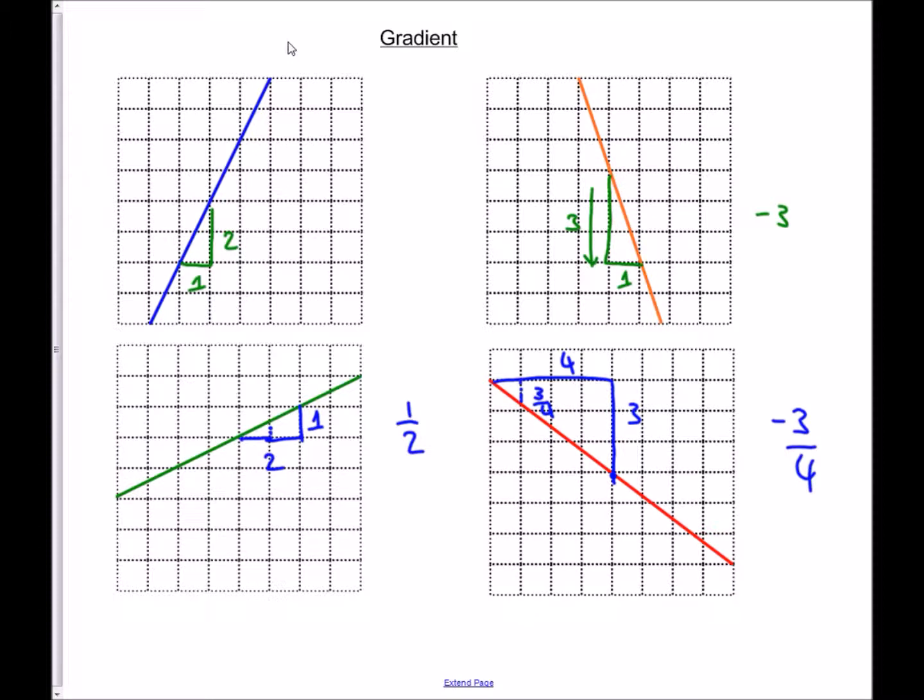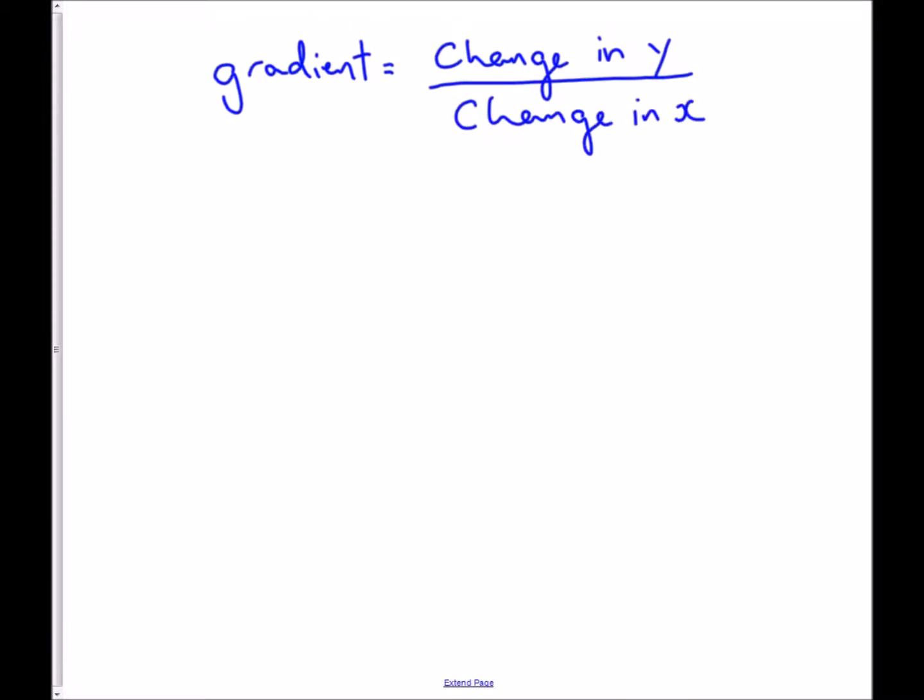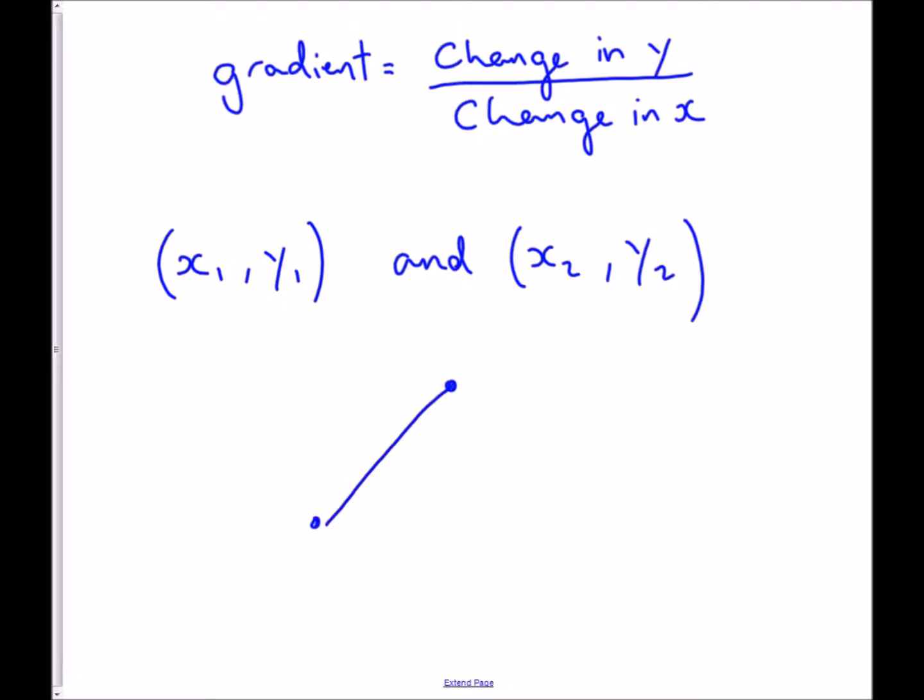In general, we can say if I've got two coordinates, the gradient is equal to the change in y over the change in x. So if, say, I had two coordinates, x1, y1, and x2, y2, it's looking like this. Again, I'm going to draw a picture, but it doesn't have to be accurate. This isn't to scale or anything. So here I've got my x1, y1, and here I've got my x2, y2.